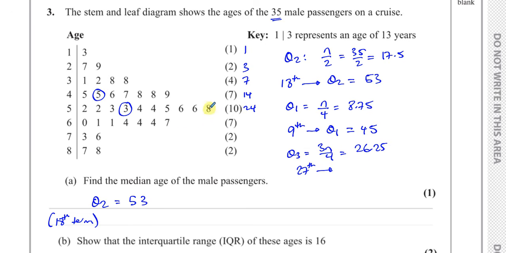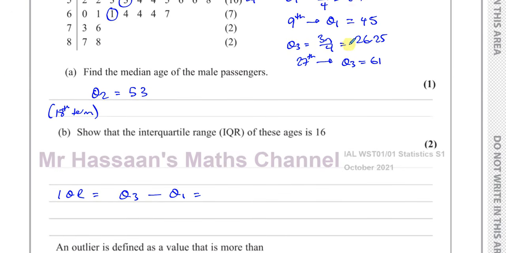So here we've got up to here, we've got the 24th. So that's the 25th, the 26th, and the 27th. So this is going to be the upper quartile. So we can say Q3 is equal to 61. So here we've got 61 minus 45. That's 16. So the interquartile range is equal to 16. So there's the answer to part B.